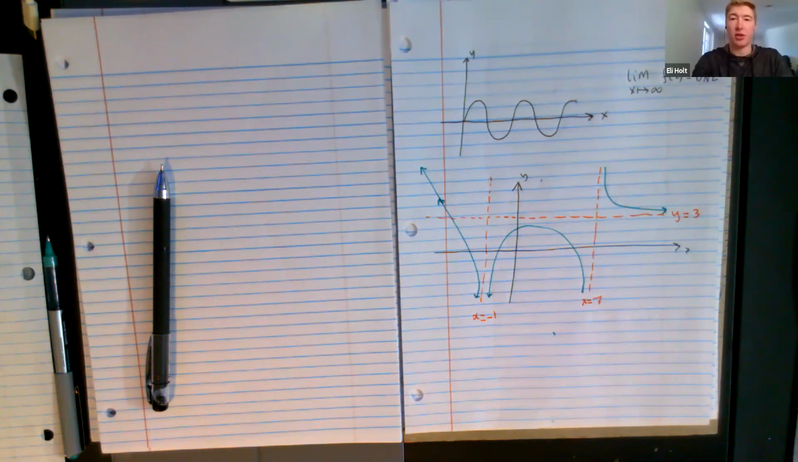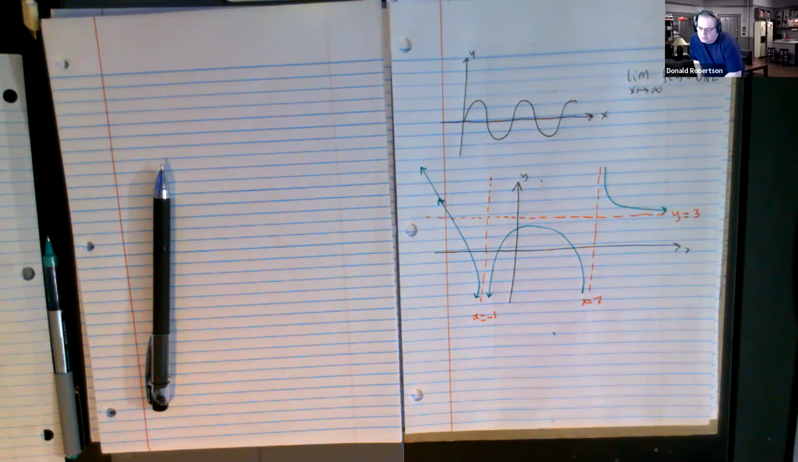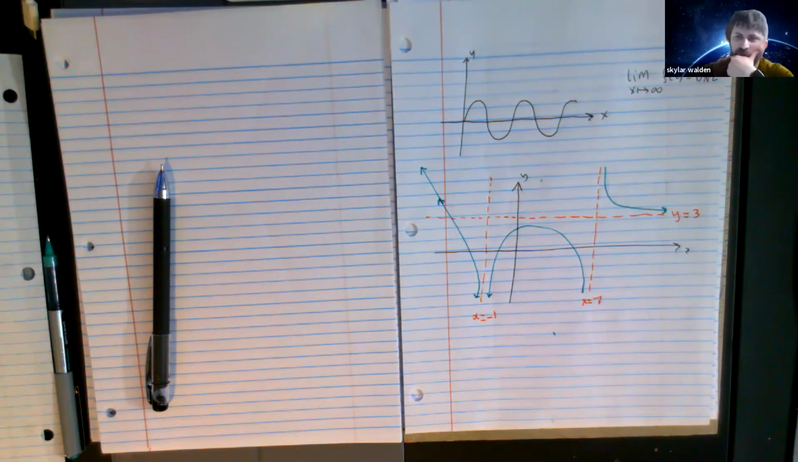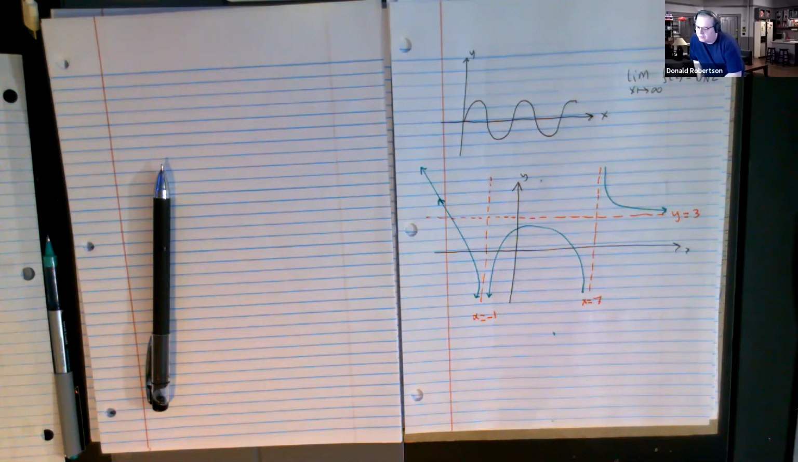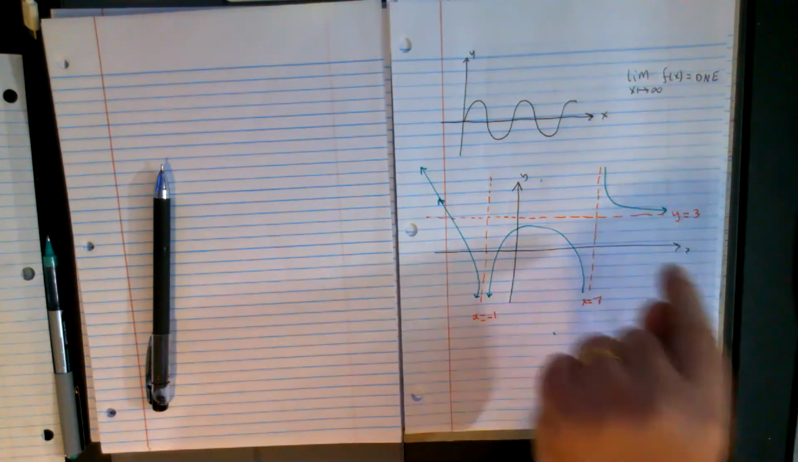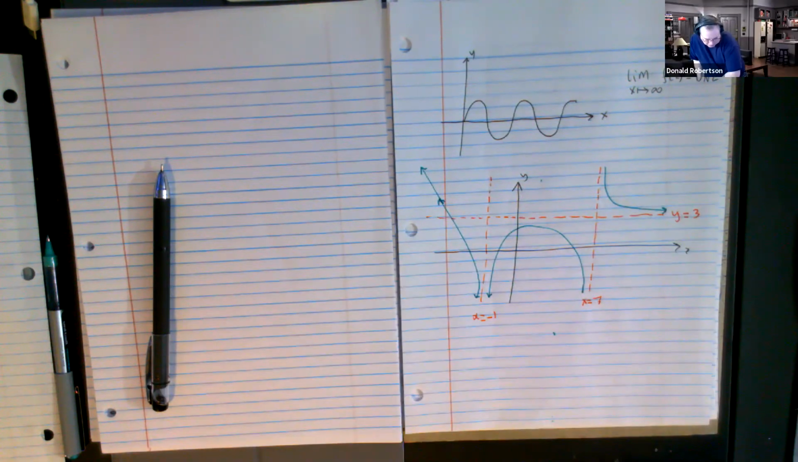Doesn't exist. Right, DNE. What's the right limit as x tends to 7? Infinity? Yeah, positive. And the left limit, negative infinity. Great. So that was yesterday's work. We feel comfortable with that. What's the limit as x tends to infinity?